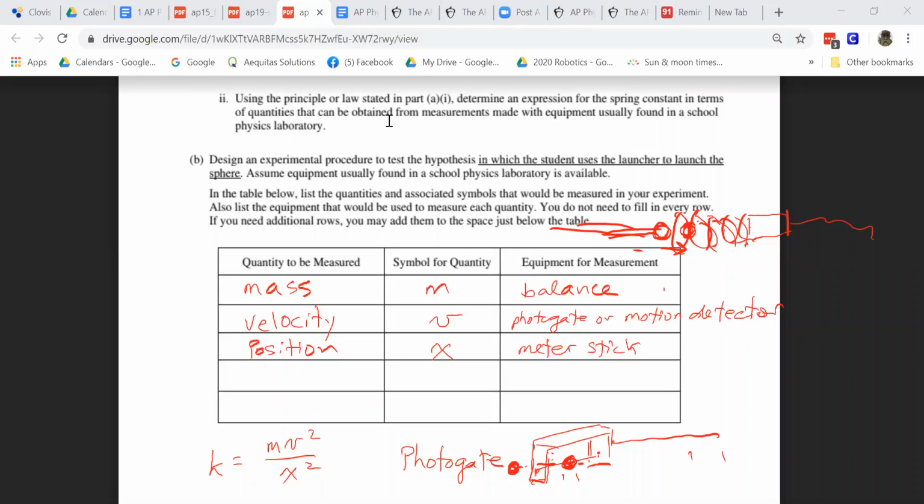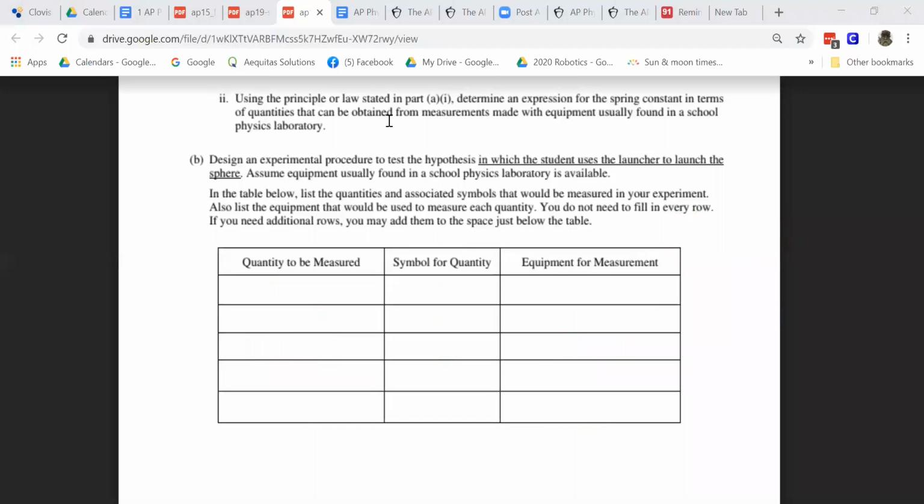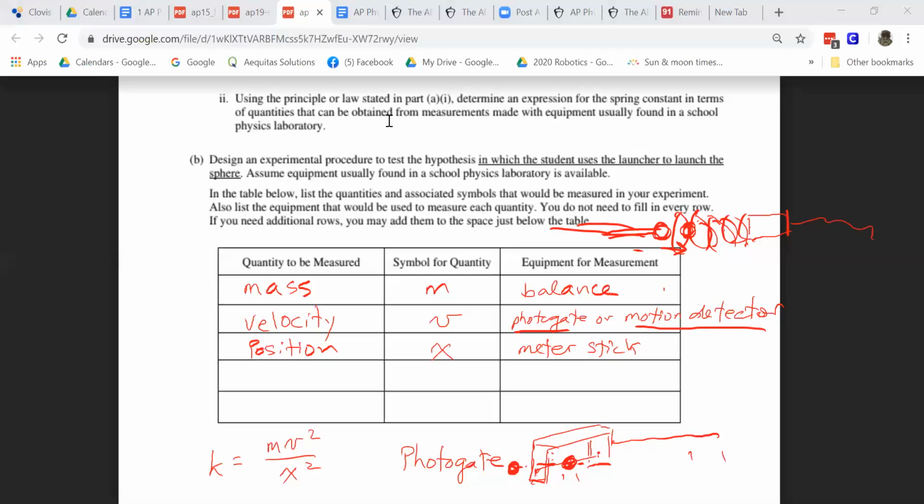Now, another way of doing this, if you don't have a photo gate and you don't have a motion detector, which I don't have, then what we can do is, let me clear this. Oh, I didn't mean to clear everything. Oh well. This is so annoying. Oh, wait, I can back up. Undo. Hey, there we go. Let me erase the photo gate just to make room. You don't have to erase it.